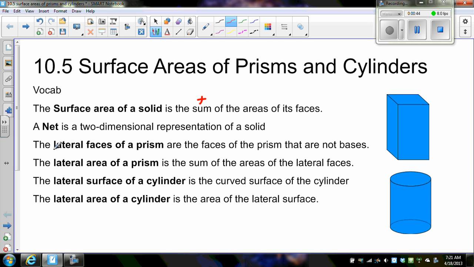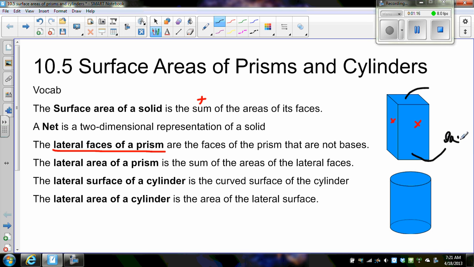The lateral faces of a prism are the faces of the prism that are not the base. So in this case, looking at this picture here of a prism that has a square as the bottom, it's these faces. So the four that go around would be the lateral, and the lateral area would be adding up all of those around. And this would be our base. The top and the bottom are our base.